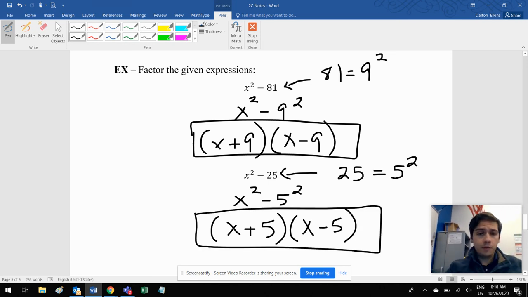Those are just a couple of examples of difference of squares and how you can go ahead and use this trick to get through these problems a little bit quicker.